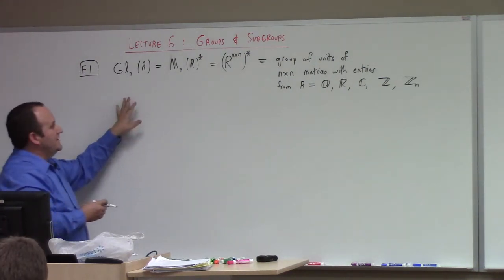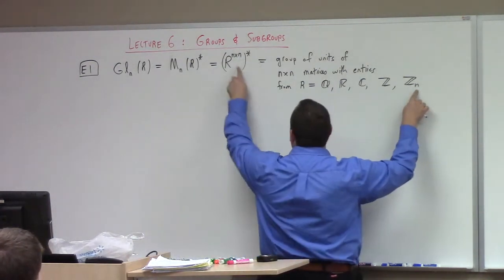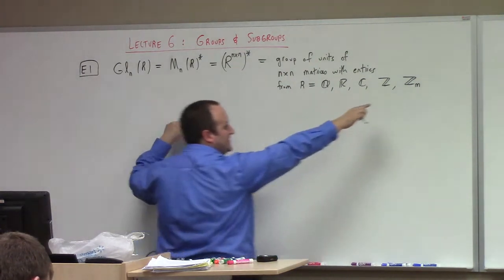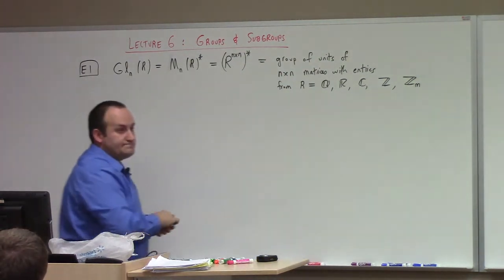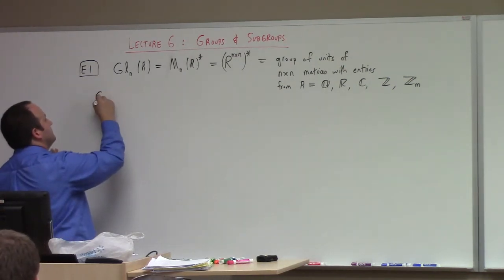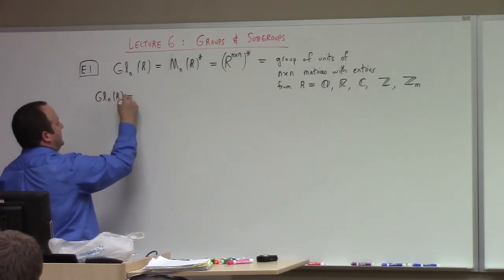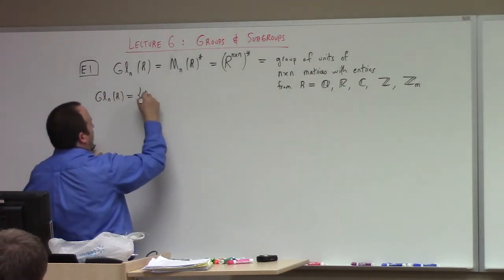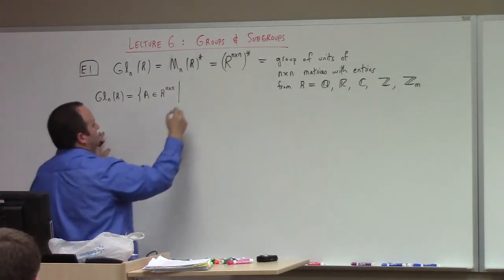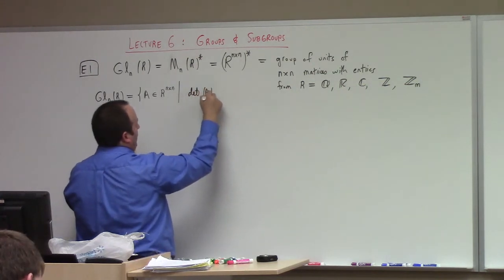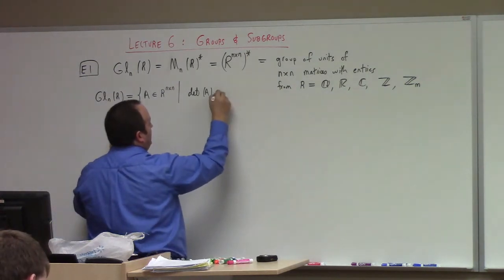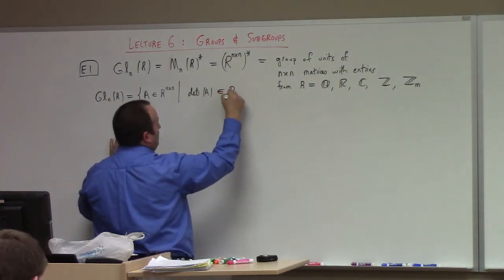And by the way, I really shouldn't conflate this n and that n. So let me say Z sub m for the moment, because there's no connection between this and that, all right? So a perhaps more useful description of this is it's just A in R^(n by n) such that what? Such that the determinant of A is, now you might be tempted to say not equal to 0, but that would be wrong. You should say the determinant is an element of the group of units of R.